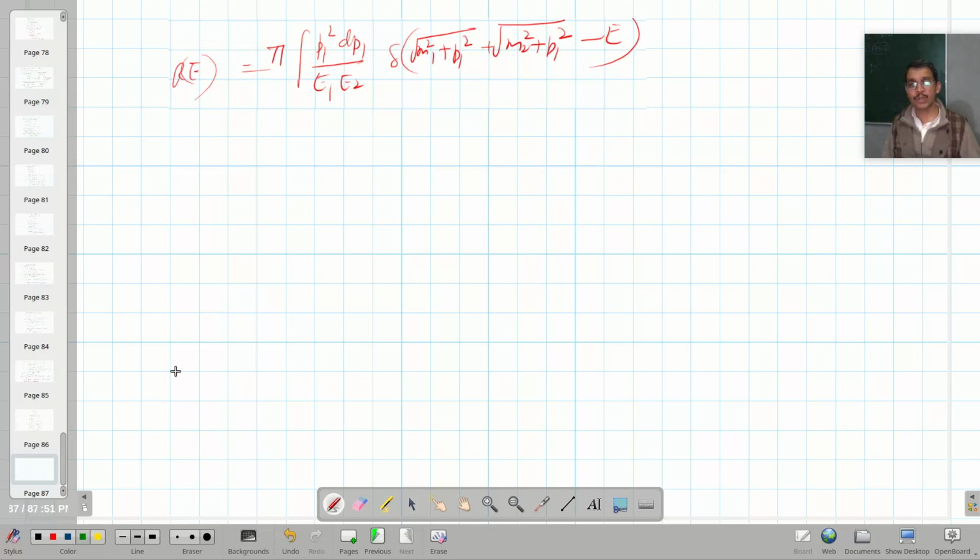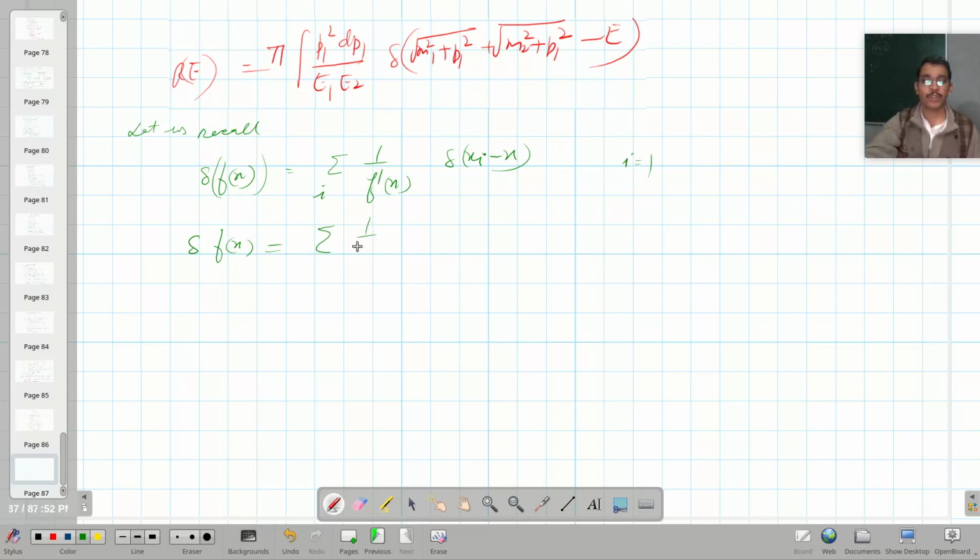For this, let us recall a formula. What was that formula? Recall that delta of f(x) can be written as summation over i of 1 over f prime(x) into delta of x_i minus x. This is the formula, but here i is equal to 1. So delta of f(x) can be written, the summation will not be there because only one term is there, as 1 over f prime(x) delta of x1 minus x. This is the formula which we are using.